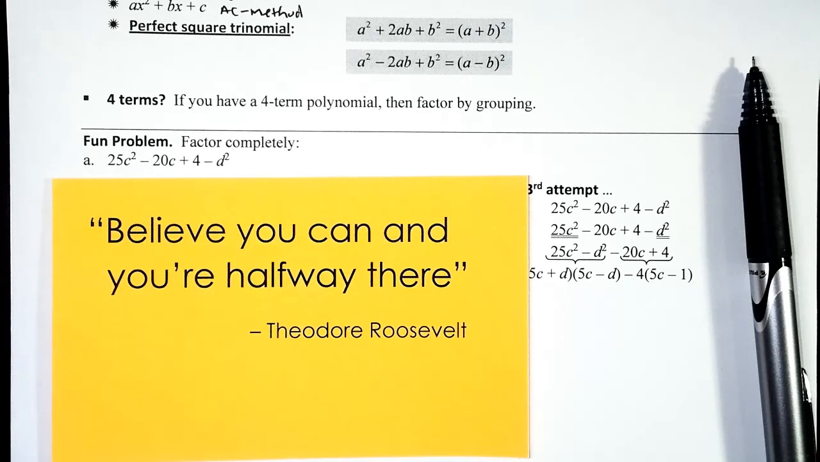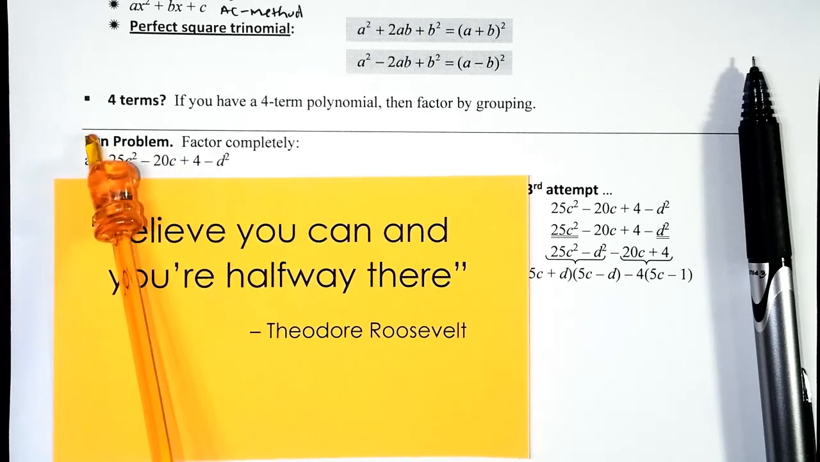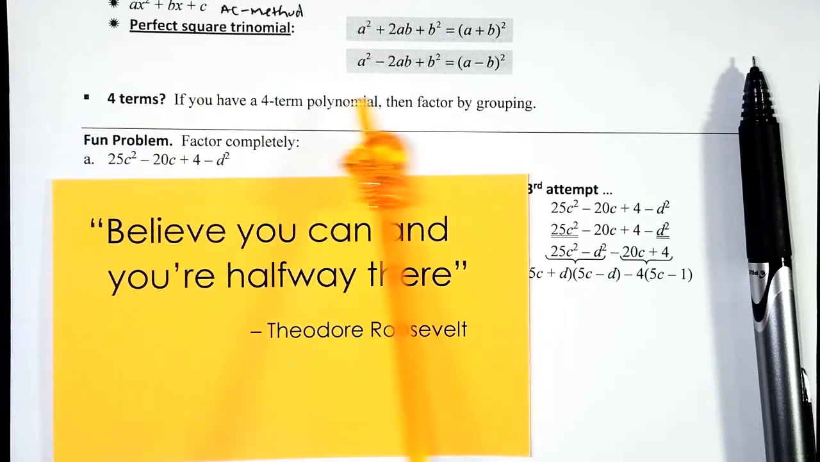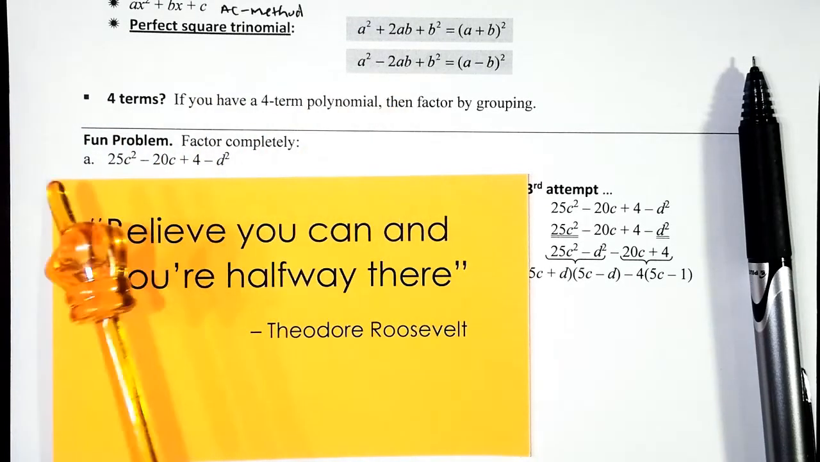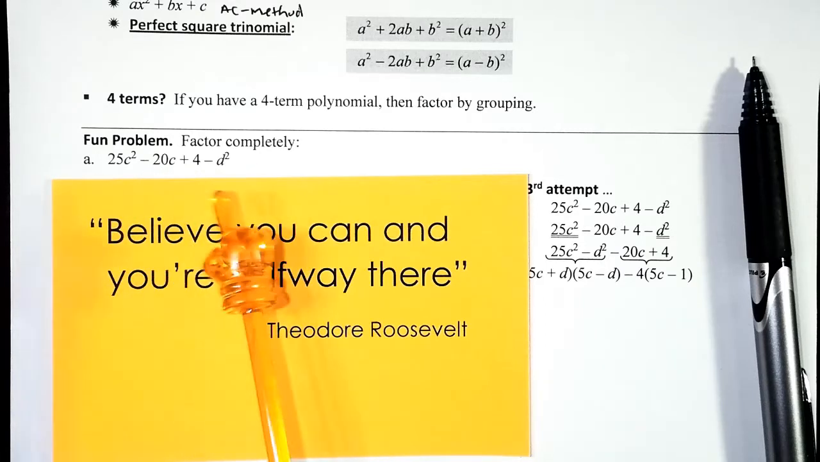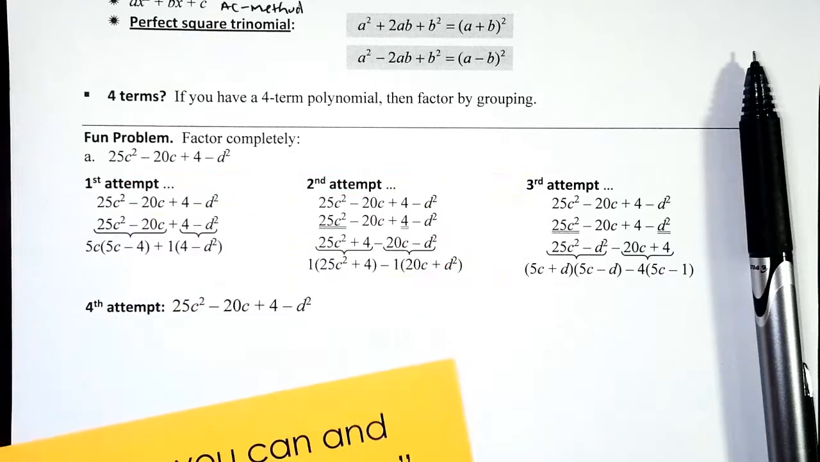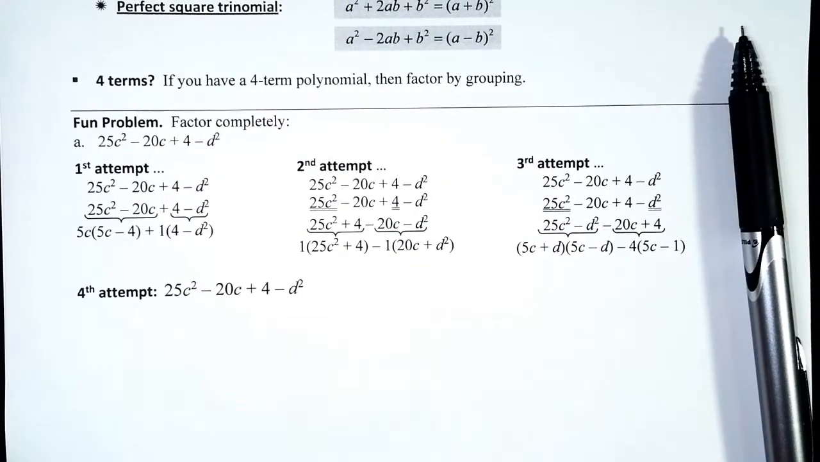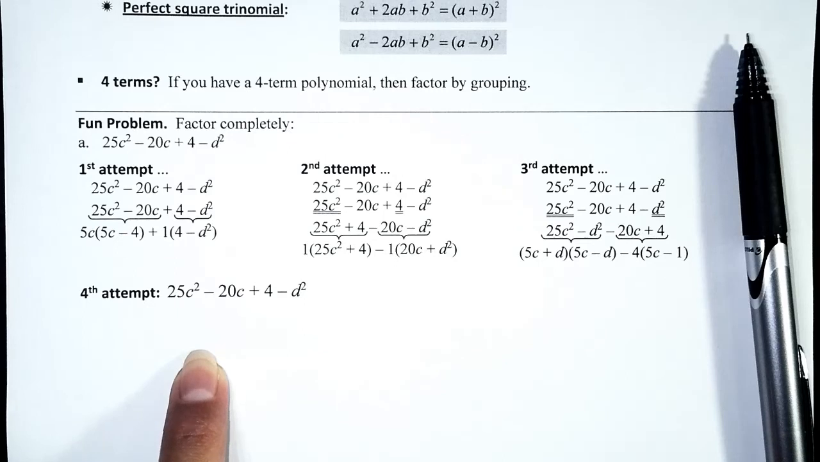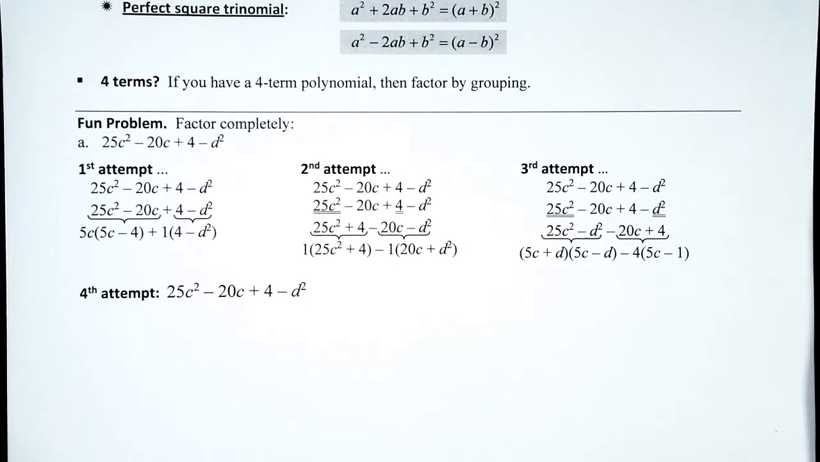So now, how are we gonna handle it? I forgot to read our 4th item. If you have a 4-term polynomial, then go ahead, factor by grouping. So no GCF, we have 4 terms, we're gonna factor by grouping. To facilitate the process, I'm going to show you the 3 times that I failed. Then together we will write how to do it.